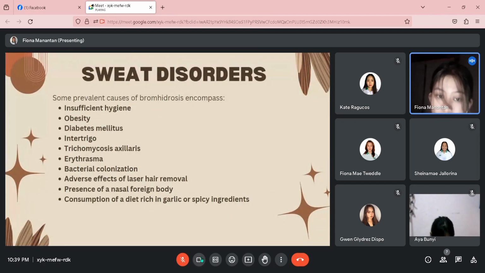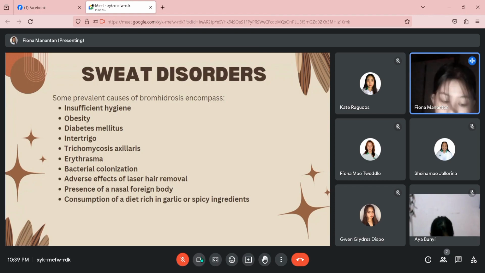And last, we have the consumption of diet rich in garlic or spicy ingredients. Garlic, onions, and other sulfur-containing foods can be absorbed into the bloodstream and released in sweat, causing a temporary change in body odor. Spicy foods also stimulate the production of sweat, which can increase the likelihood of body odor, especially in people who are already prone to sweating.